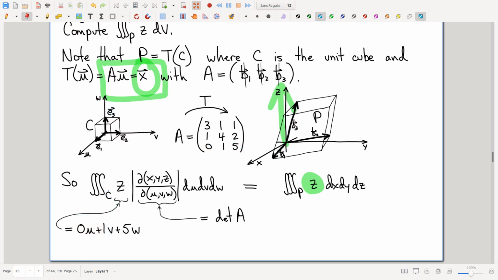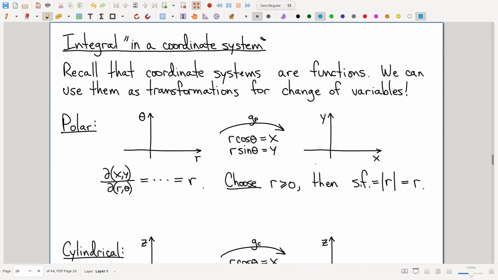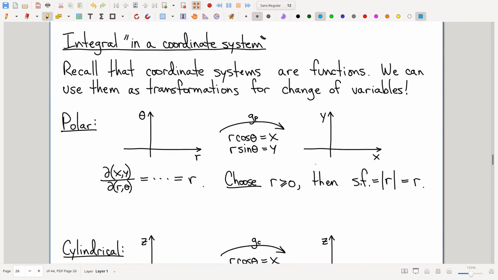Okay, so that's a very slick example there, and we move along now. That finishes what I'm going to call the change of variables stuff.